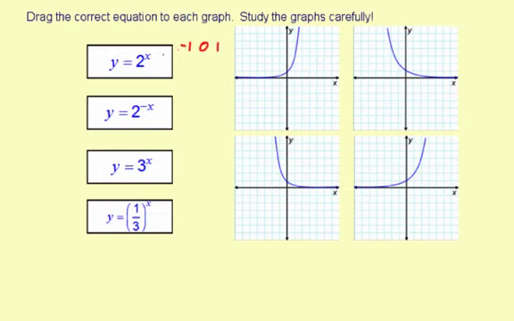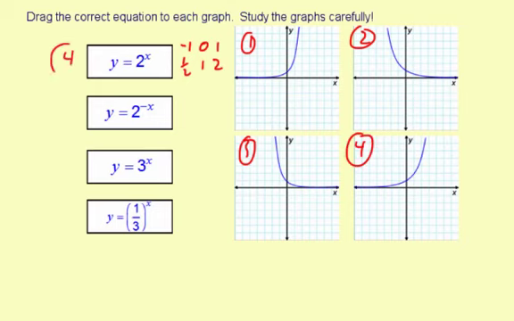So input a -1: 2 to the -1 is 1/2, 2 to the 0 is 1, 2 to the 1 is 2. So let's take a look and see which graph that looks like. Let's number these graphs 1, 2, 3, and 4. So y equals 2 to the x looks like graph number 4.